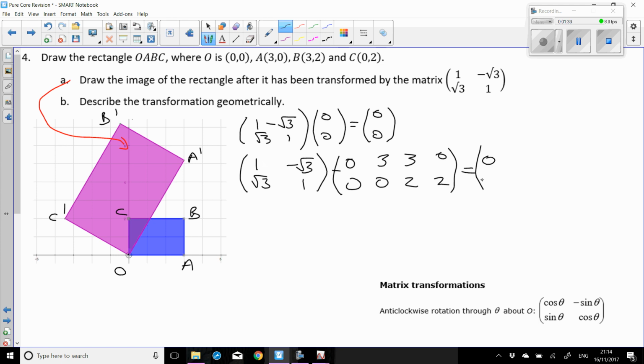So 0, 0, so I'm just going to go to 0, 0. Then we've got 1 times 3, negative root 3 times 0, is going to give me 3 here. Root 3 times 3 plus 1 times 0, 3 root 3.